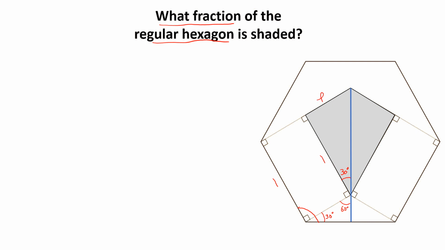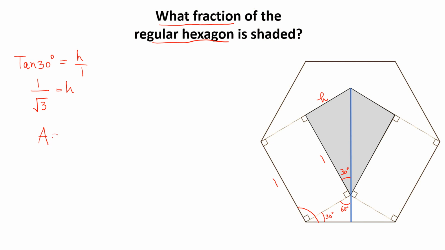Let this length be equal to h, then we can write tangent 30 degrees is equal to h divided by 1. We know that tangent 30 is equal to 1 over square root of 3. So h is equal to 1 over square root of 3. So the height of this right angle triangle is 1 over square root of 3. Now we can find the shaded area.